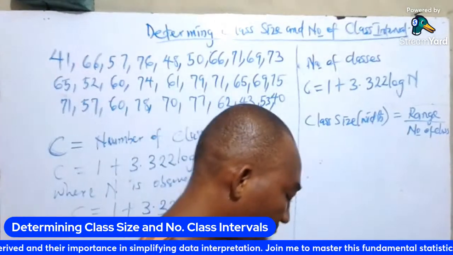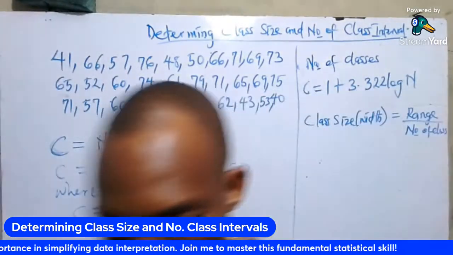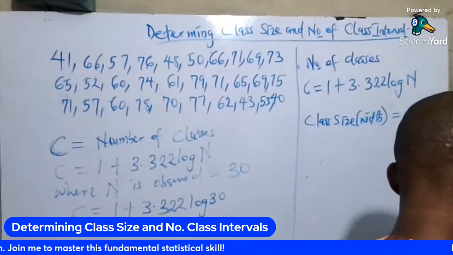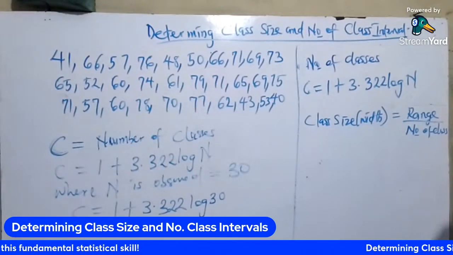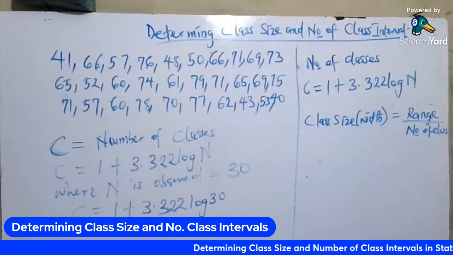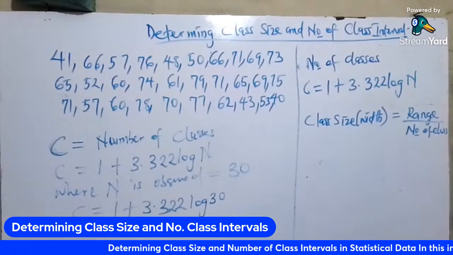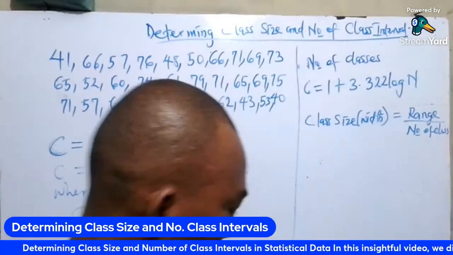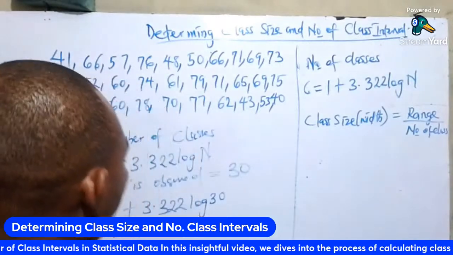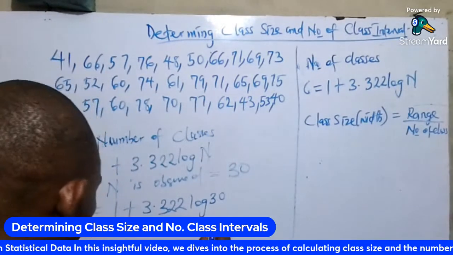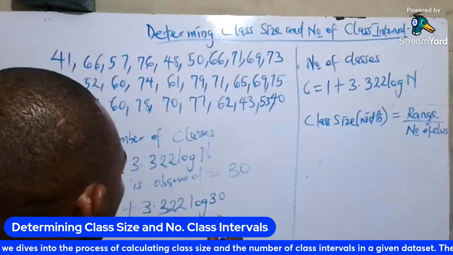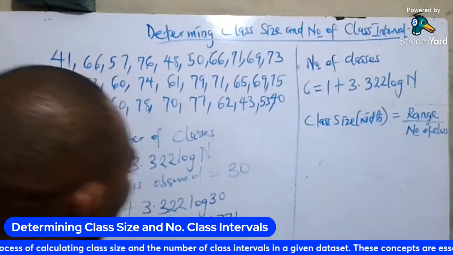Let's check what log 30 is telling us on my calculator. For those of us that are joining us, especially the person that raised this question who is with me online, I want you to quickly do that. So what is log 30? Log 30 is 1.4771. That is log 30.